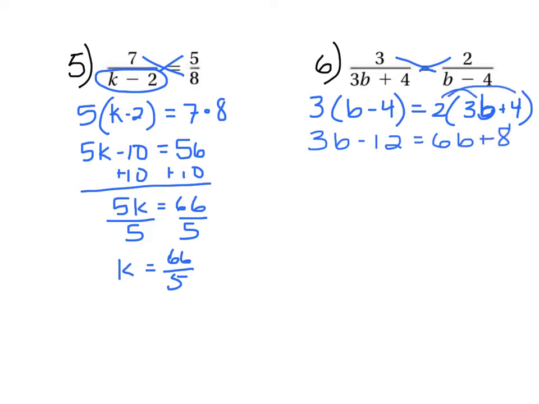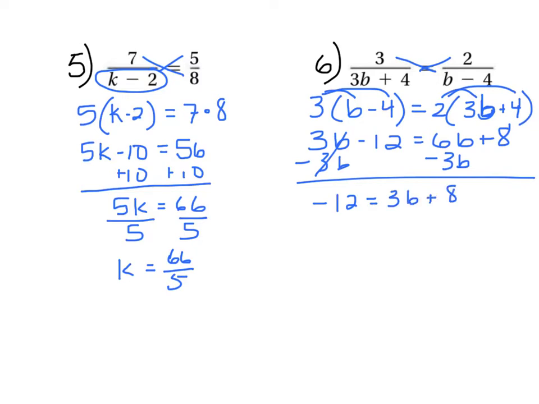So make sure, check your distributing. I'm going to pause it and check mine. Yep, looking good. All right, get rid of my smaller value of my variable. So I'm going to subtract 3b from each side, leaving me negative 12 equals 3b plus 8. I'm going to subtract 8. And we get another one that doesn't come out to an integer. Got a lot of those on this assignment, or on this video. Negative 20/3. Let me pause it and check it. Checked and confirmed. Negative 20/3.